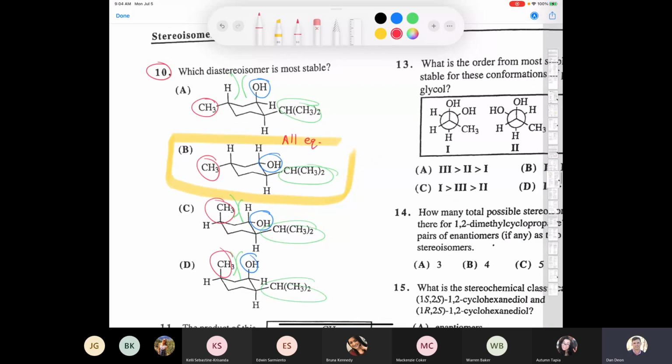And so it might be worth your while to review 1,3-diaxial interactions if you need to. Okay, let's move on from there to question number 11.